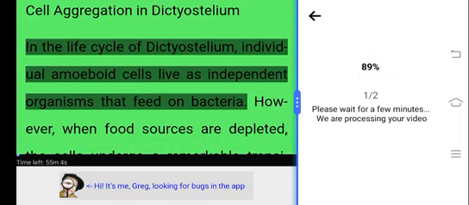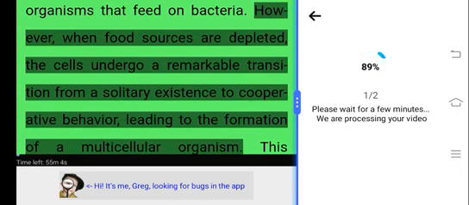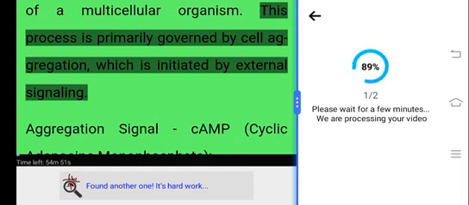the formation of a multicellular organism. This process is primarily governed by cell aggregation, which is initiated by external signaling.